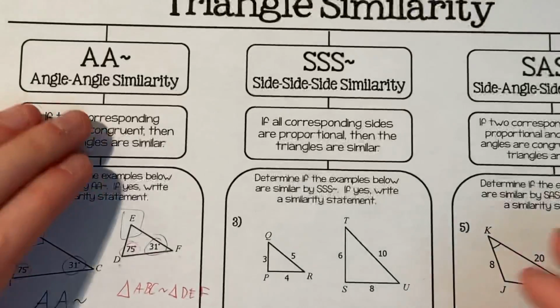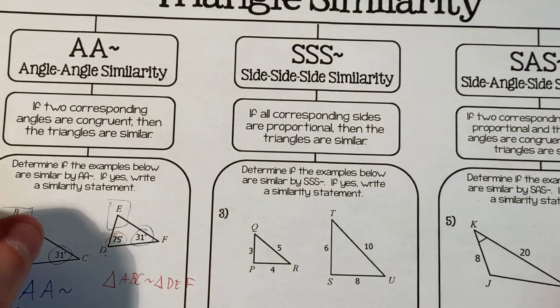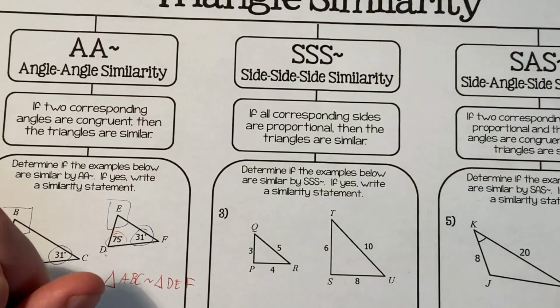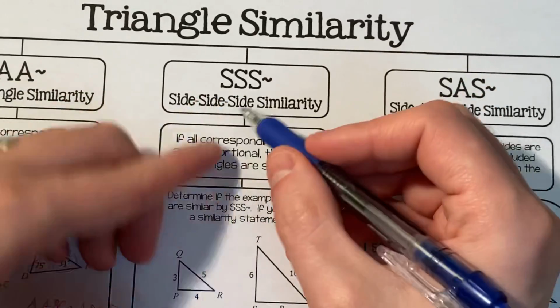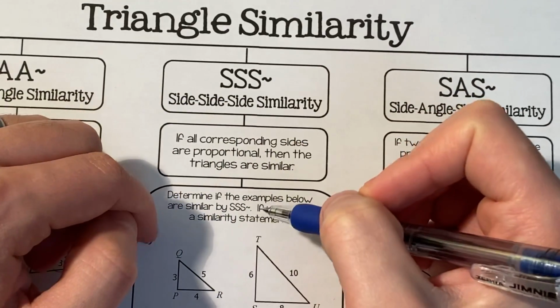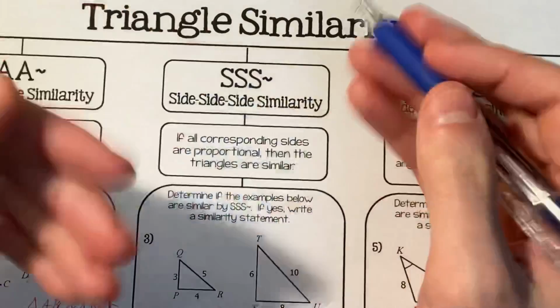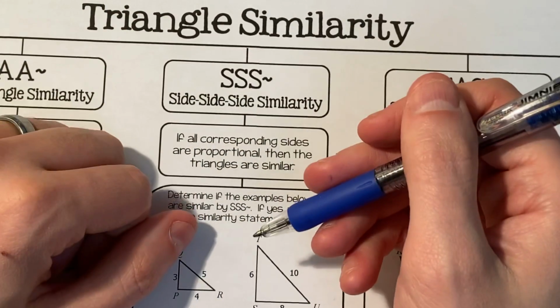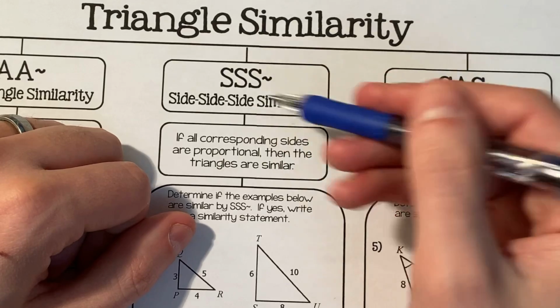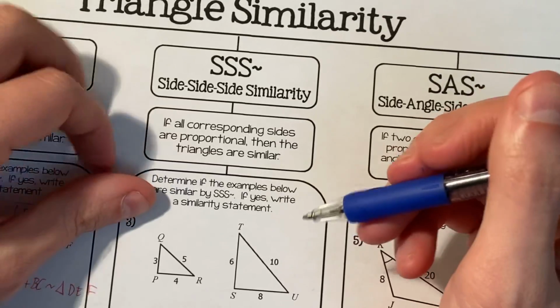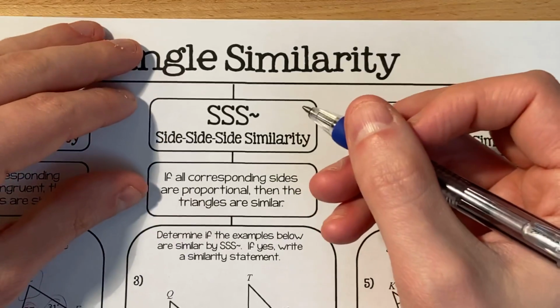All right, over here is the next one, side, side, side similarity. If all corresponding sides are proportional, then the triangles are similar. So it's saying that if you know all three sides are proportional, then automatically all the angles are going to be congruent, matching, so you don't have to check them. It's enough to know that all three sides are the same. It's very similar to the congruence ones.